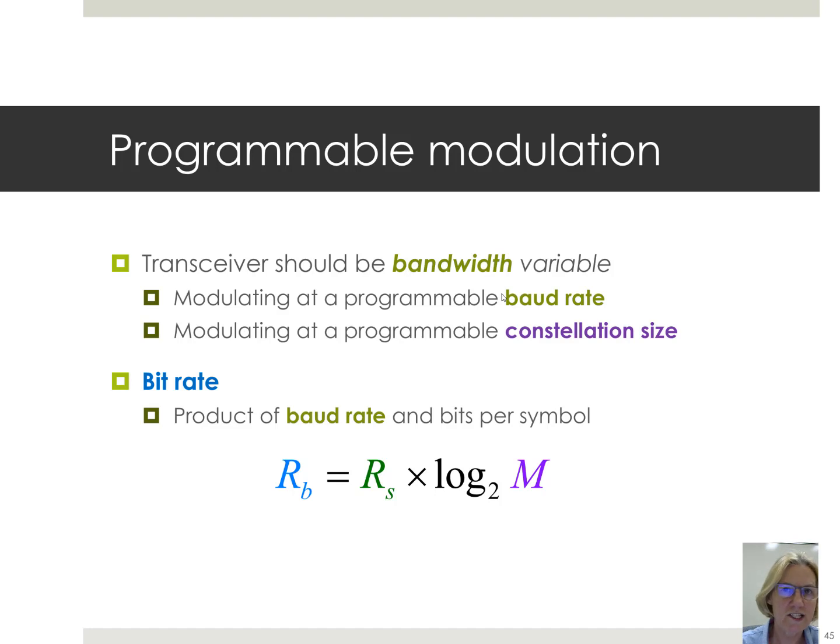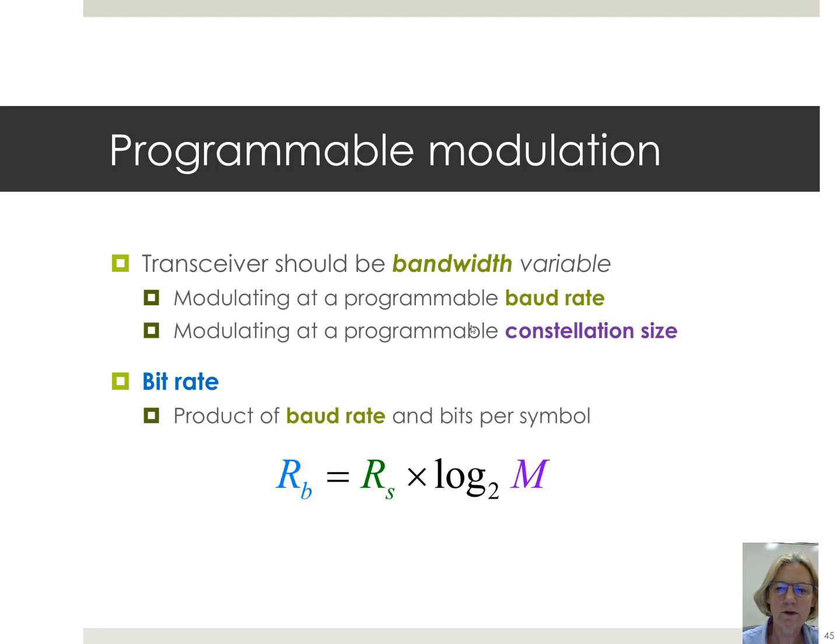For instance, QPSK has 2 bits per symbol. So the baud rate would be half as fast as the bit rate, or since I'm sending 2 bits per symbol, the bit rate is twice the baud rate. But anyway, baud rate is something I would like to be able to adjust.